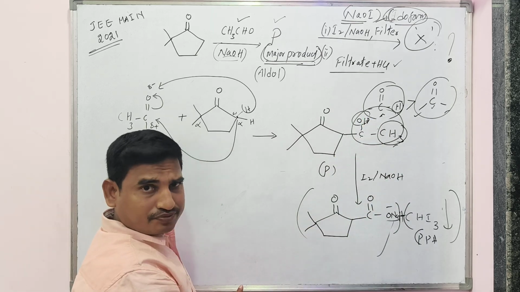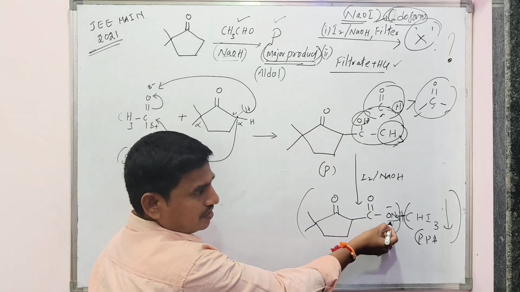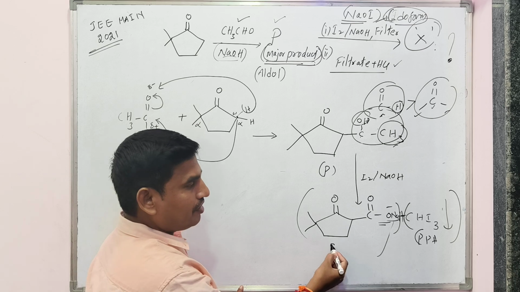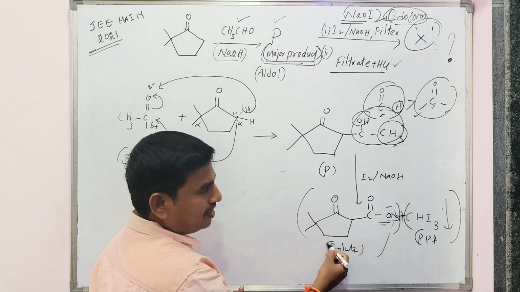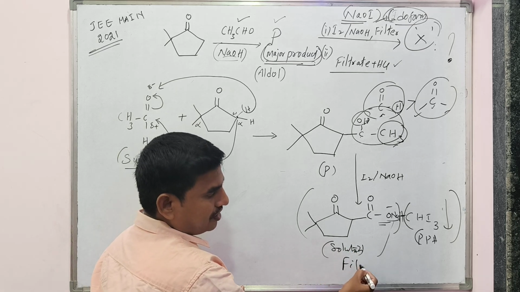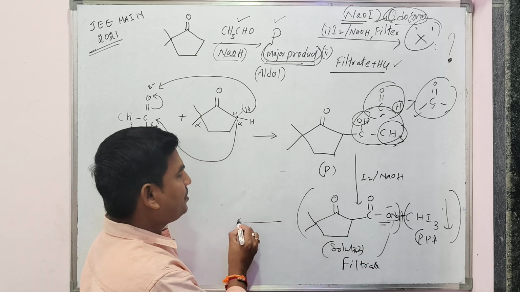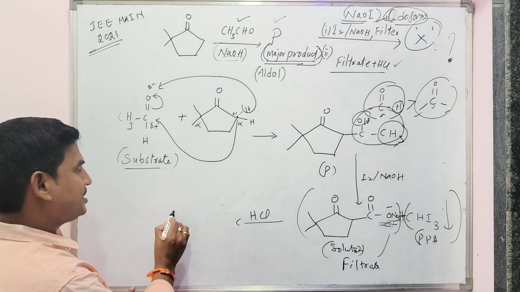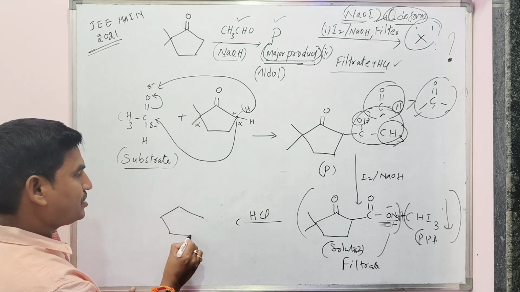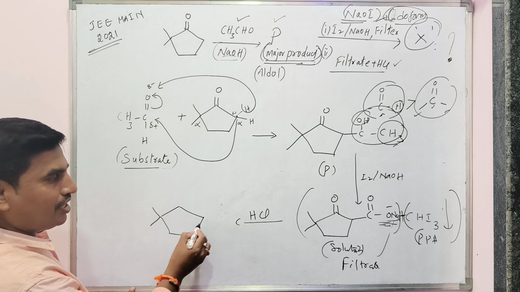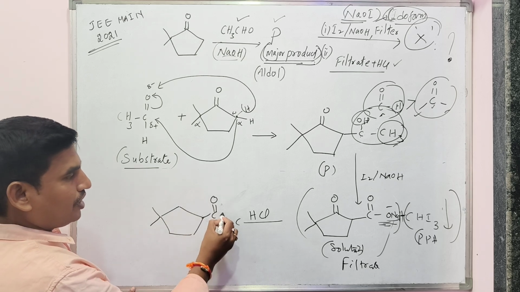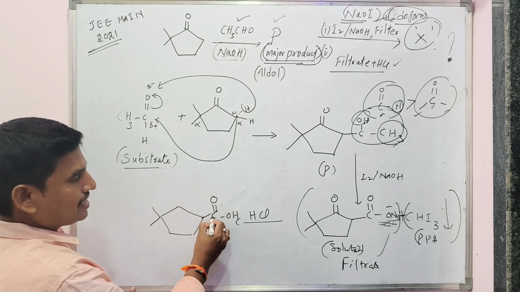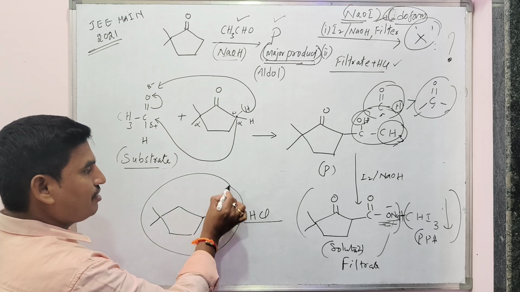The filtrate is a solution. When the filtrate is treated with acidic medium, HCl, the salt is converted into carboxylic acid. So what is the final product of this reaction? Here there are two methyl groups, C double bond O, and this group is converted into an acid. So this is the final product.